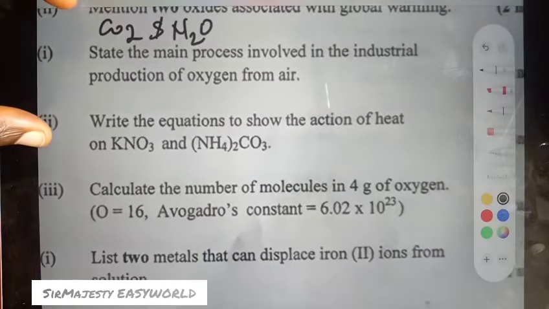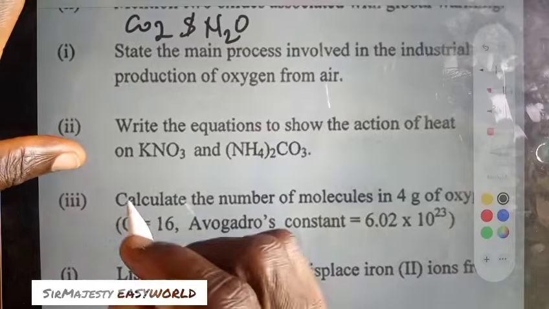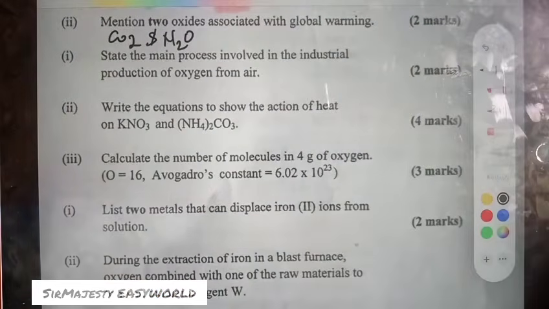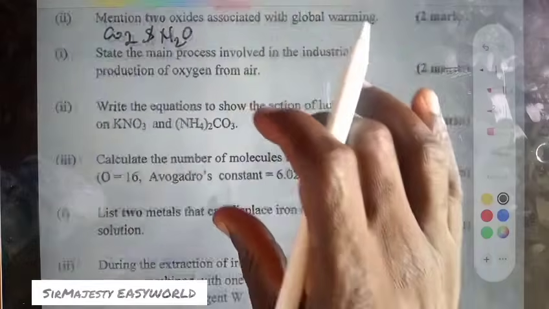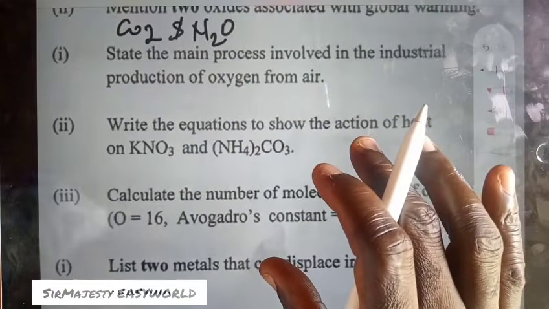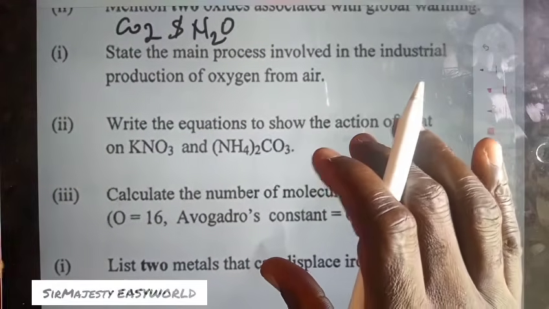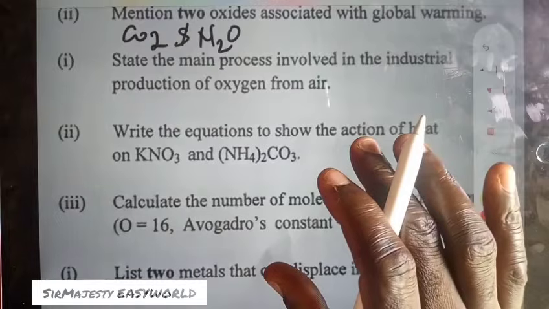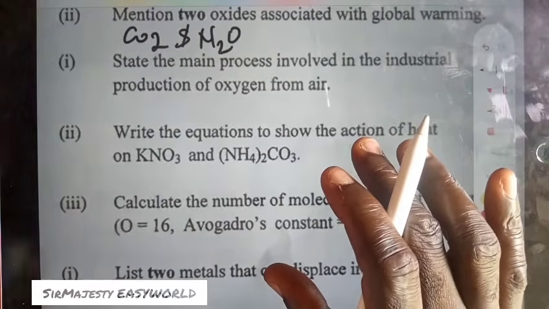Then write the equation to show the action of heat on KNO3 and ammonium carbonate. Simple. KNO3, I will use the opportunity to teach you the pattern of decomposition of trioxonitrates on heating. Remember, we had ammonium nitrate as an answer to one of the paper 3. That is your objective questions. Remember to watch the objective questions if you have not watched. This is for the theory. The objectives are already on my channel here. So search for it, or you can request for it in the comment box.